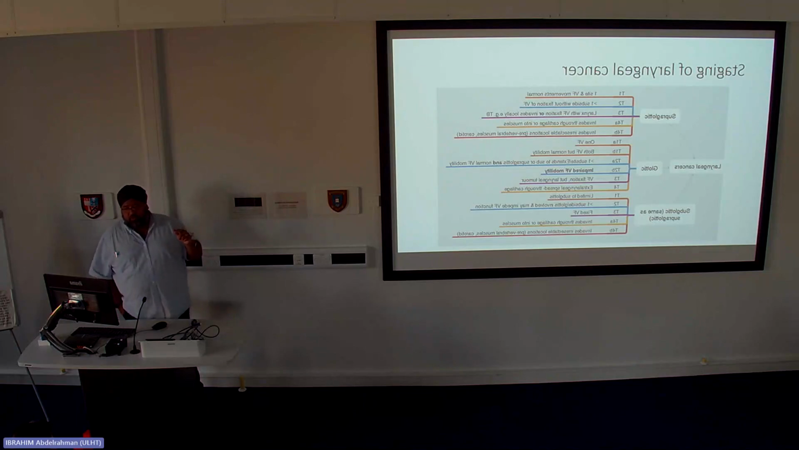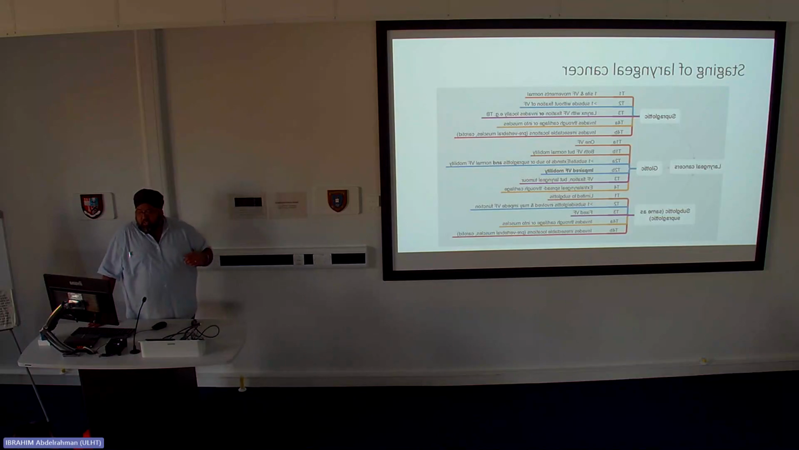T1 is where one site's involved. T2 is when the second site's involved, or there's fixation of the vocal cord. T3 is with laryngeal fixation, or there's local invasion around the tongue base. An epiglottic tumour can go into the tongue base. T4, it basically invades through. Again, T4s are resectable. And this is the same for the subglottis as well.